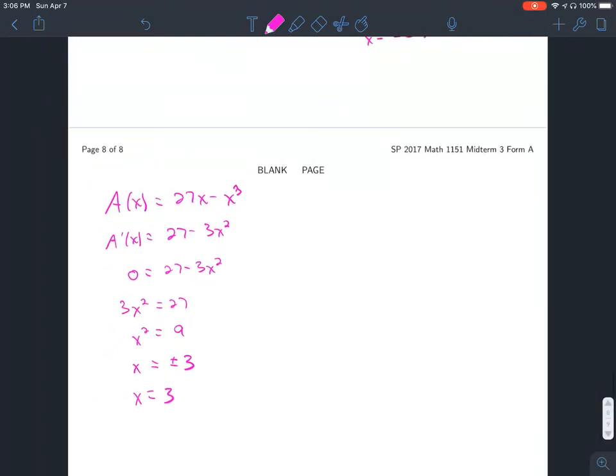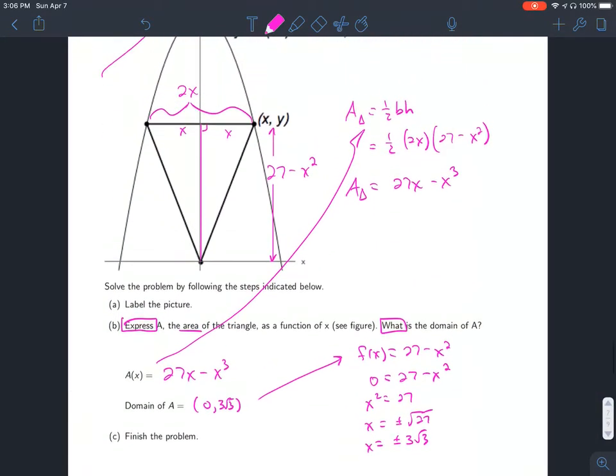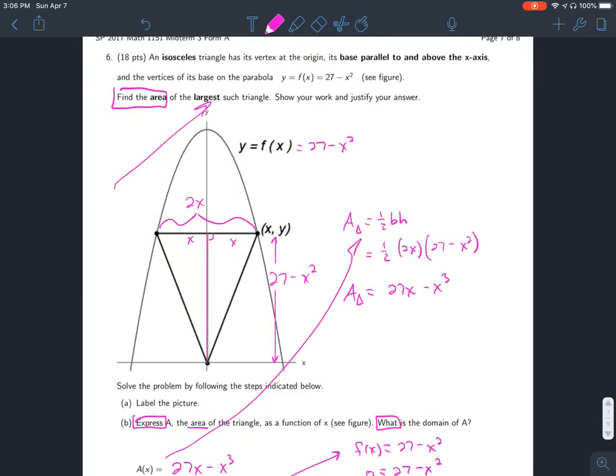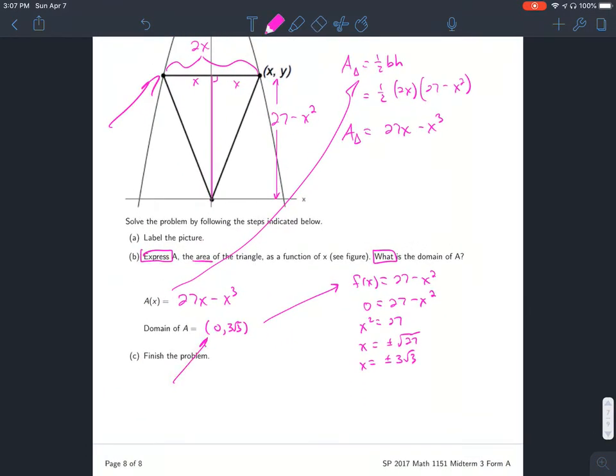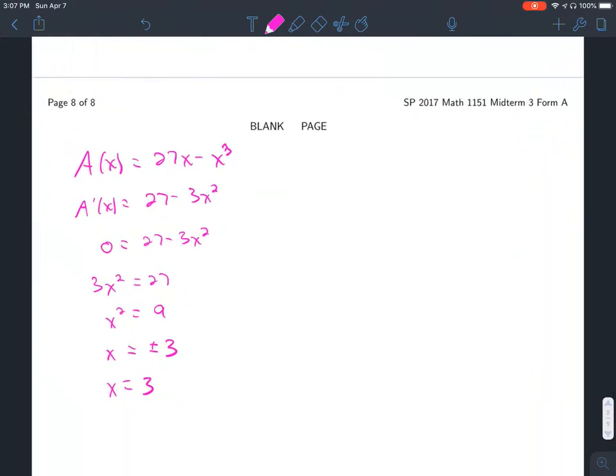If you go up here and you put a negative 3 in, that's just over here on the left side. But I'm defining x as the positive length going over here. So I guess maybe you could make an argument that this domain goes from negative 3 square roots of 3 to positive 3 square roots of 3. I don't think that you would make that argument, though. I think we're going to stick with that.